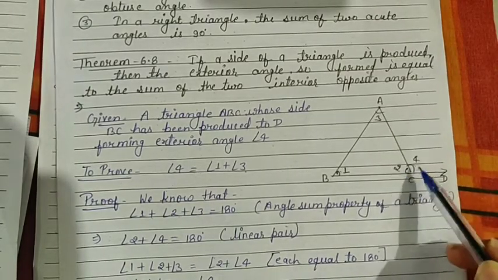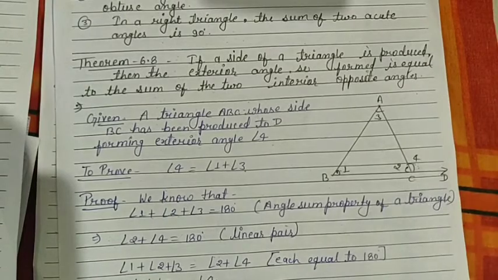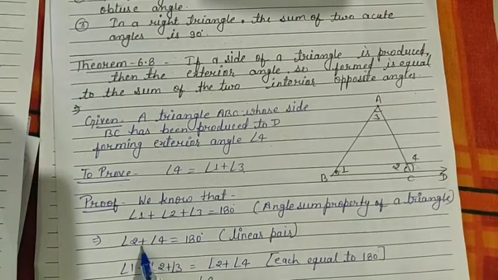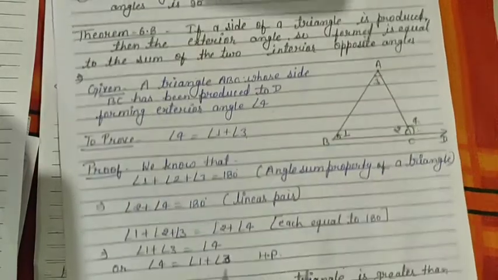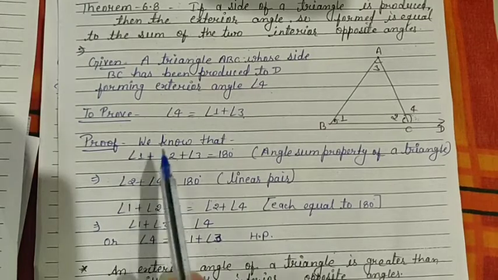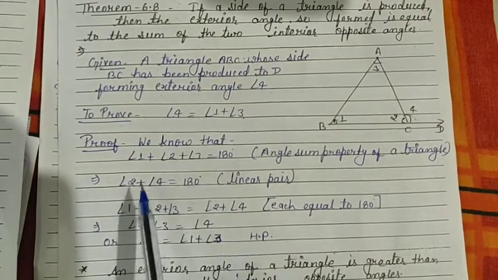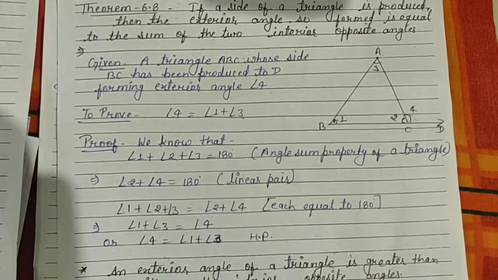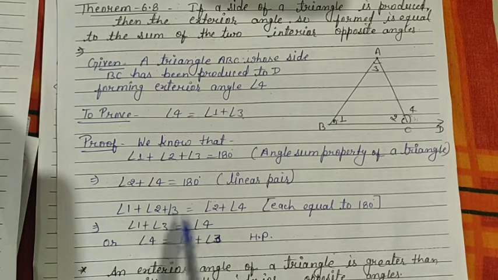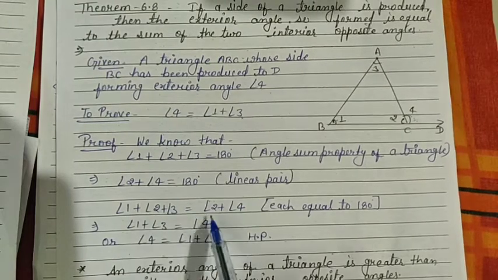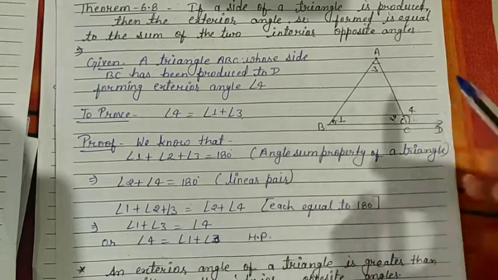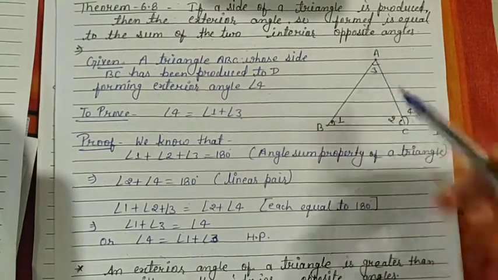And angle 2 plus angle 4, their sum will also equal 180 degrees because of the linear pair property. Angle 2 plus angle 4 equals 180 degrees, linear pair. Now angle 1 plus angle 2 plus angle 3 equals angle 2 plus angle 4, because both equal 180 degrees. So angle 1 plus angle 3 equals angle 4, because angle 2 is common on both sides. So angle 1 plus angle 3 equals angle 4. Hence proved, angle 4 equals angle 1 plus angle 3.